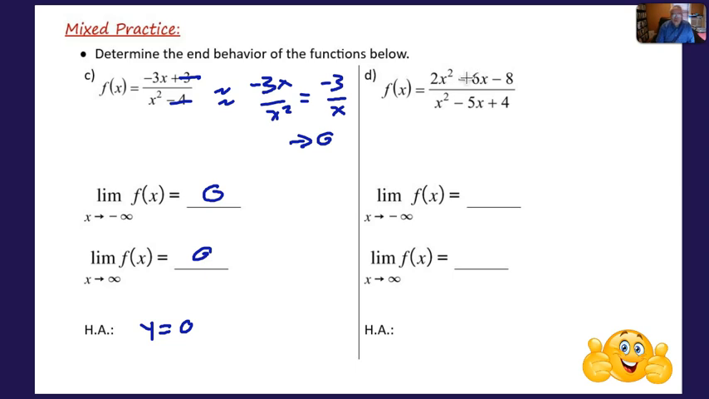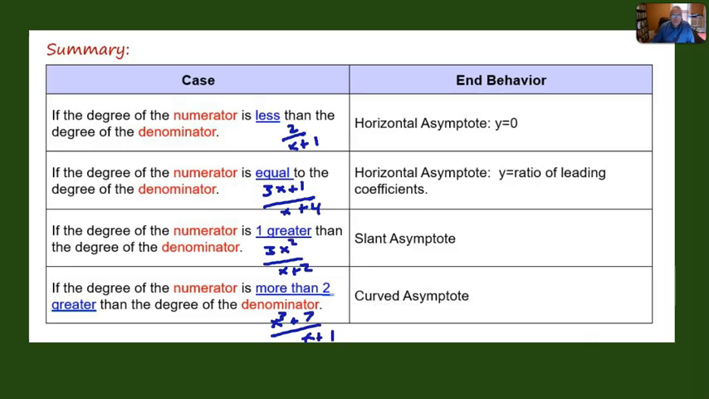All right, last example. Let's cancel these out. And this is equal to 2x squared over x squared. So that's equal to just 2. Okay, as x goes to negative infinity and positive infinity, our function's approaching 2, which means the horizontal asymptote is 2.